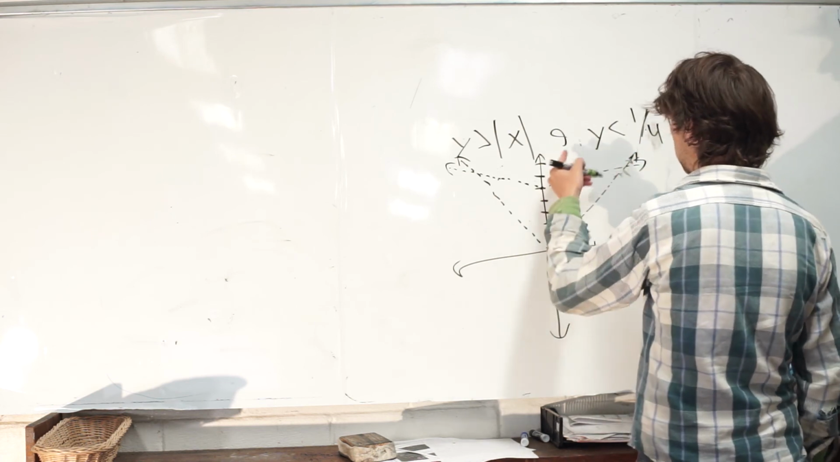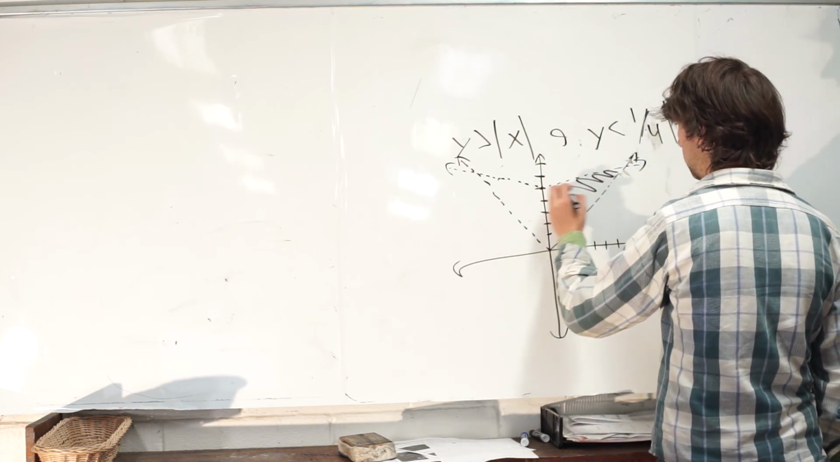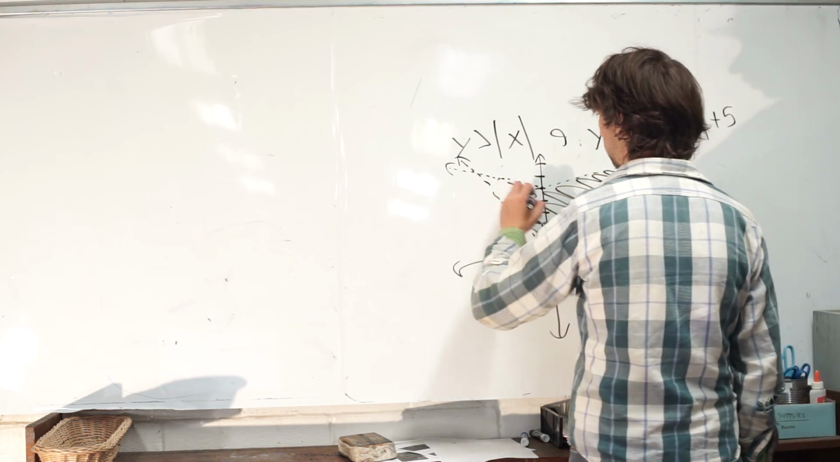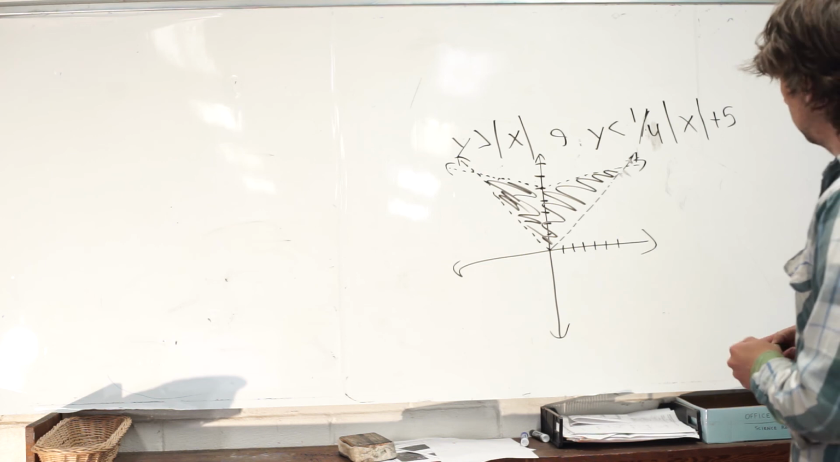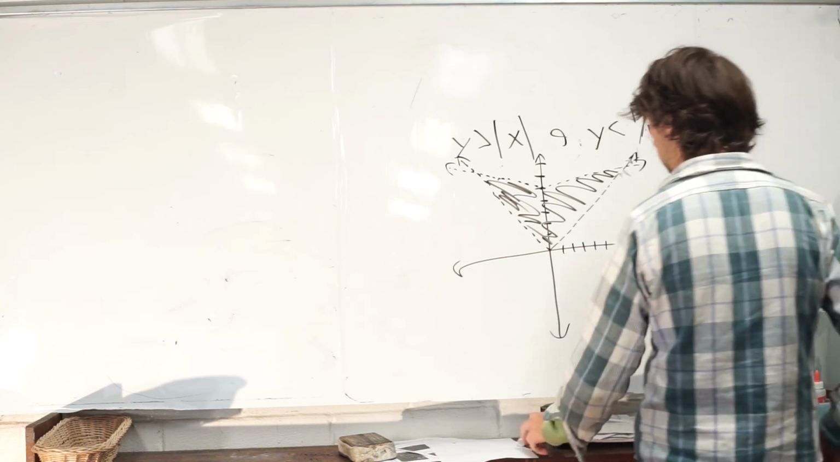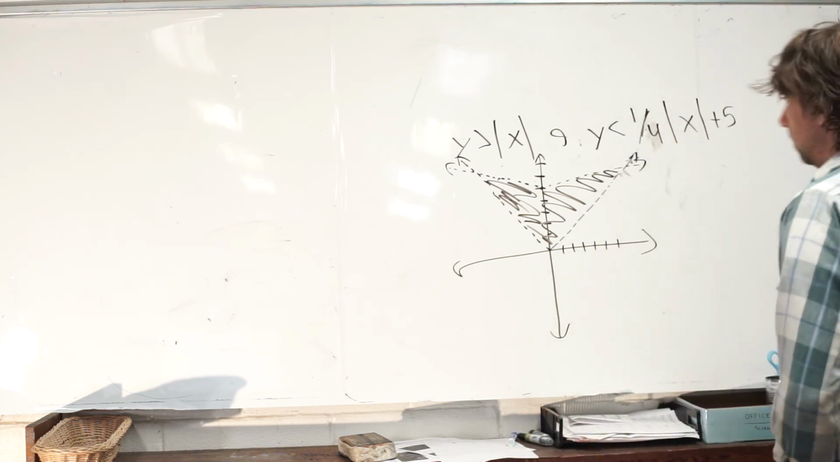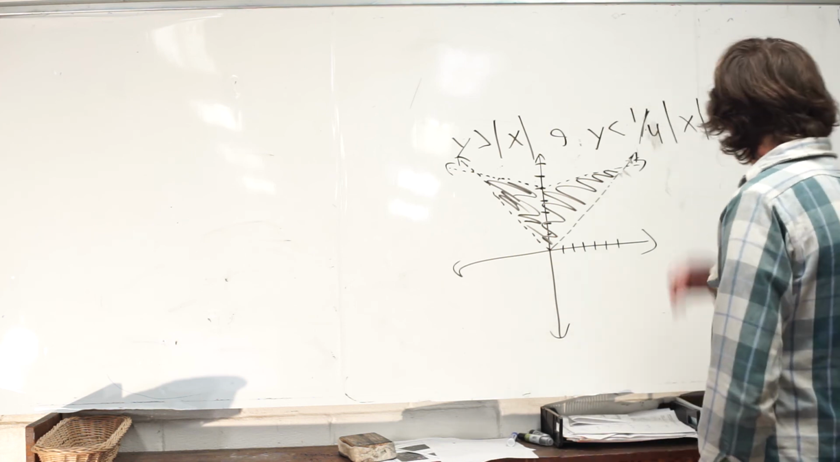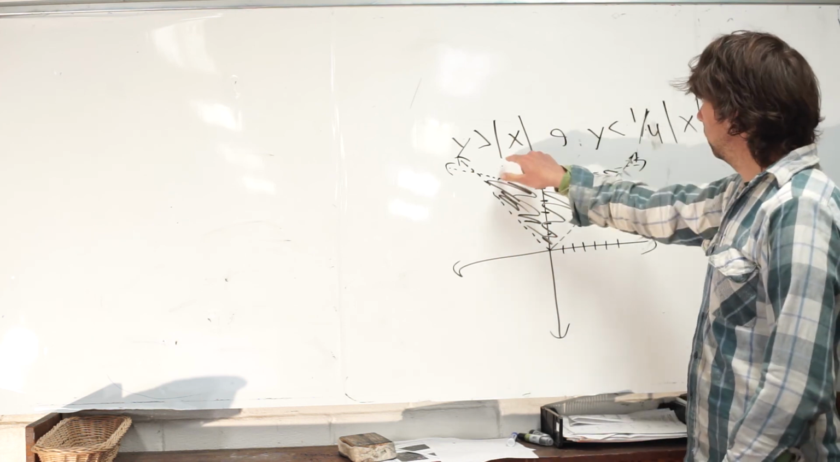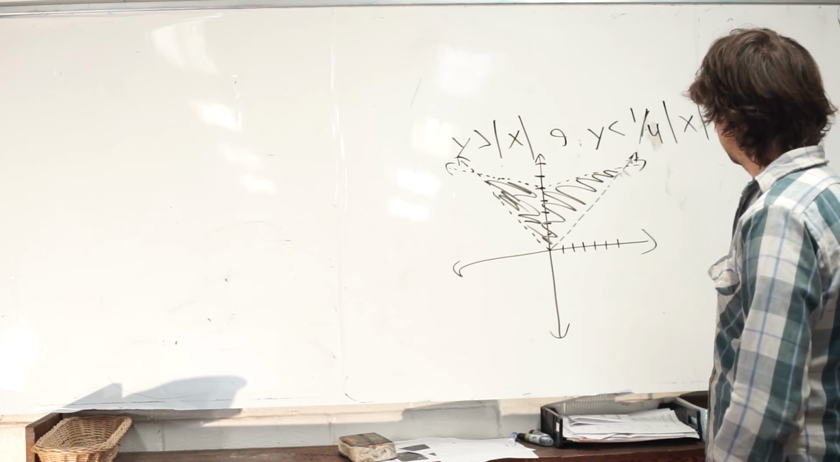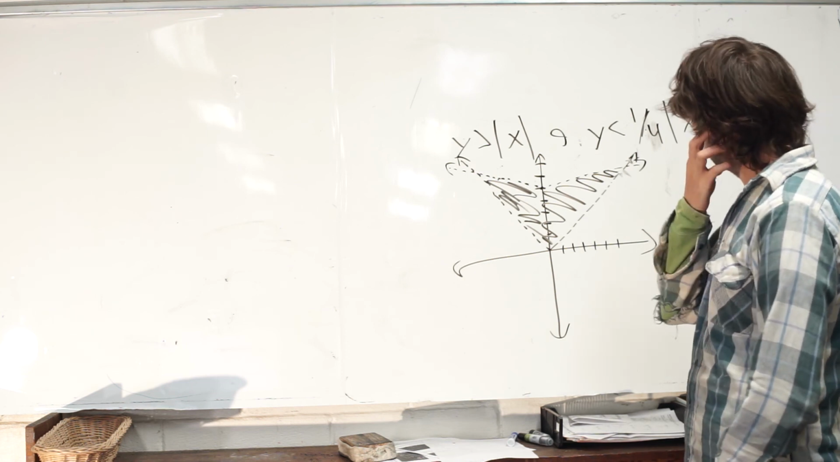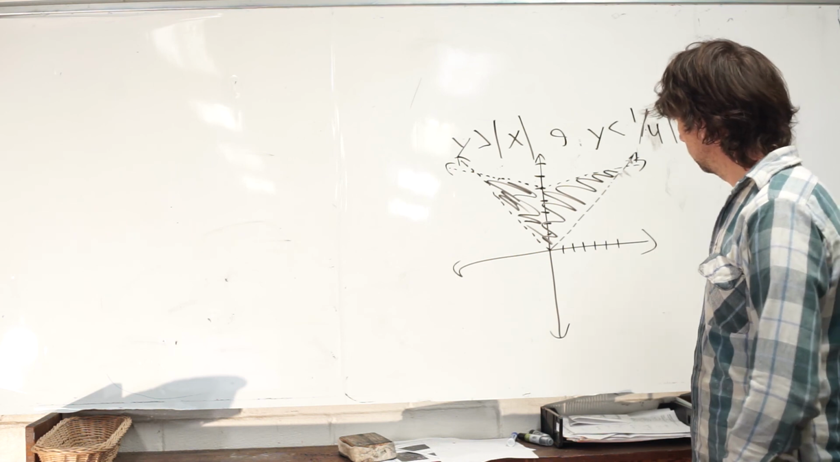So the shading, if it's an and, is just where they overlap, in the middle. So you've got this kind of arrowhead shape thing going on. And that's all there is to that. That's really putting it all together. We've got absolute values, inequalities, and a compound statement there. So you can do those ones.